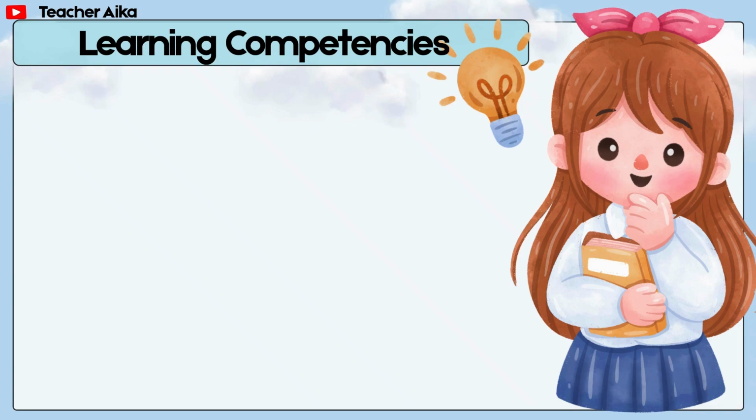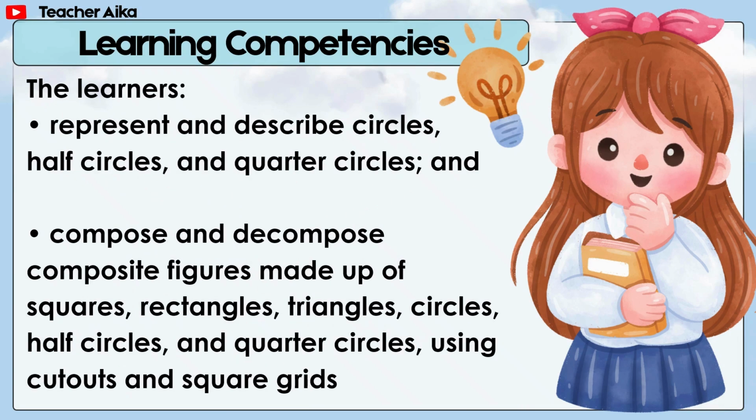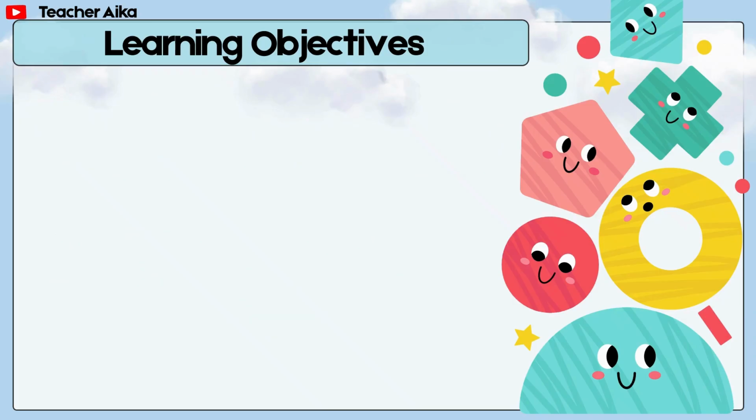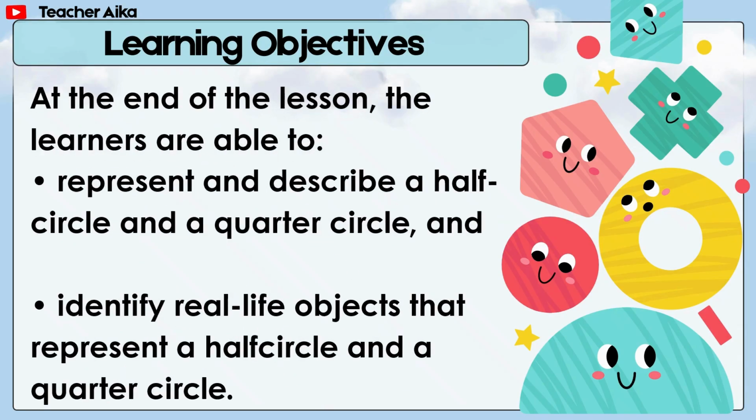Learning competencies. The learners represent and describe circles, half circles, and quarter circles, and compose and decompose composite figures made up of squares, rectangles, triangles, circles, half circles, and quarter circles using cutouts and square grids. Learning objectives. At the end of the lesson, the learners are able to first, represent and describe a half circle and a quarter circle, and identify real-life objects that represent a half circle and a quarter circle.